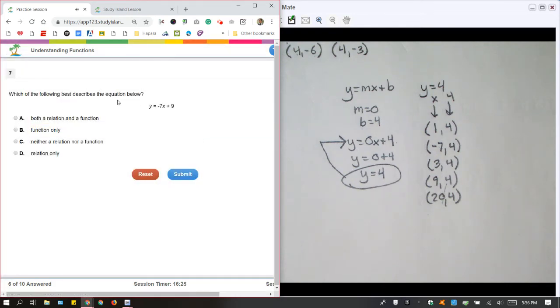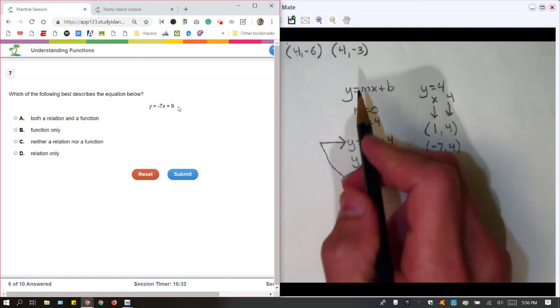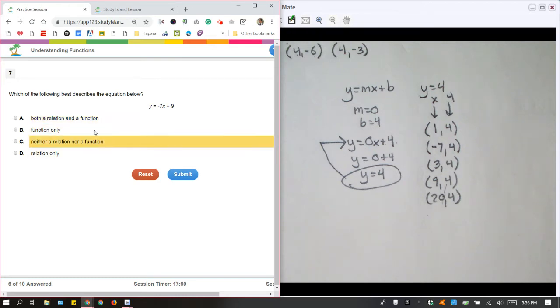Which of the following best describes the equation below? I have y equals negative 7 times x plus 9. This looks a lot like what we just did a second ago, y equals mx plus b. Anything in that format is going to be a relation and a function. As a matter of fact, if you don't see any exponents, you're pretty safe in saying that it's a relation and a function. The only time that you're going to get an equation where you don't have a function is when you have your y being squared or raised to another exponent. But your x can be raised to different exponents, and that's okay. So this is going to be a relation and a function.